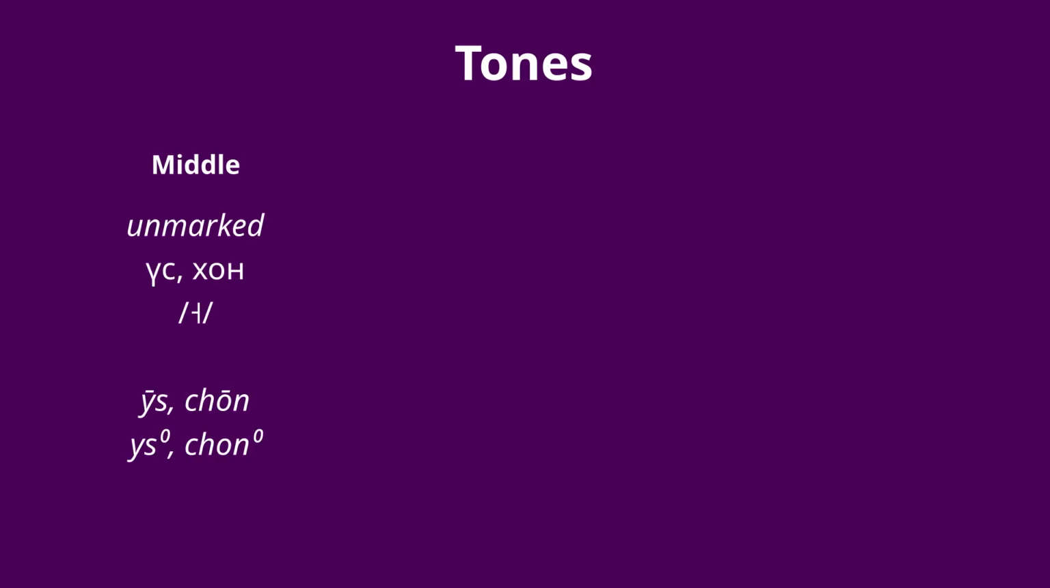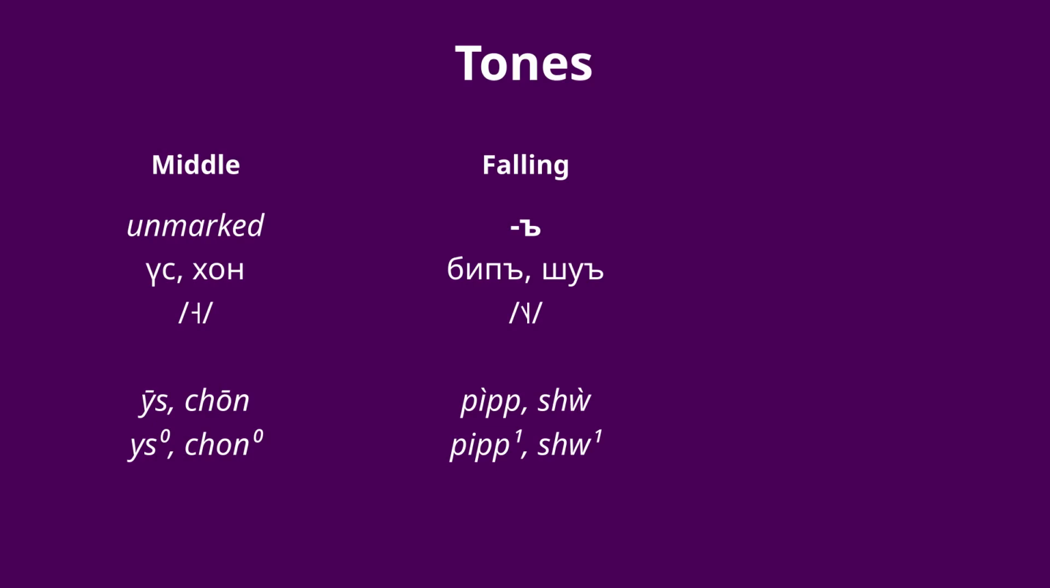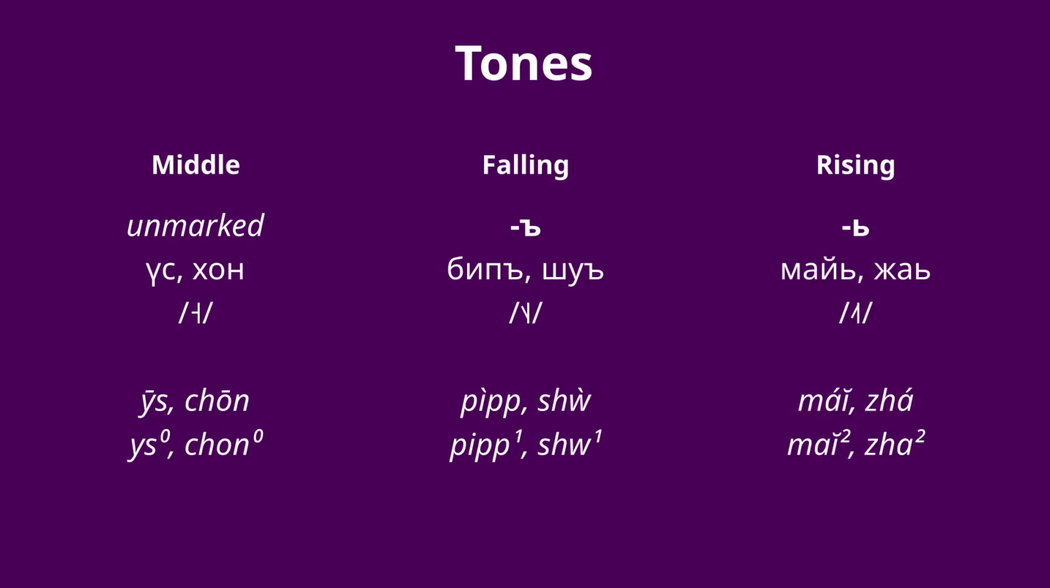Finally, there are tones. By default, it's middle tone, us, hon. If a letter called falling sign is added to the syllable, it acquires falling tone, beep, shu. If a letter called rising sign is added to the syllable, it acquires rising tone, mai, ja. In romanization, either diacritics or superscript digits are used.